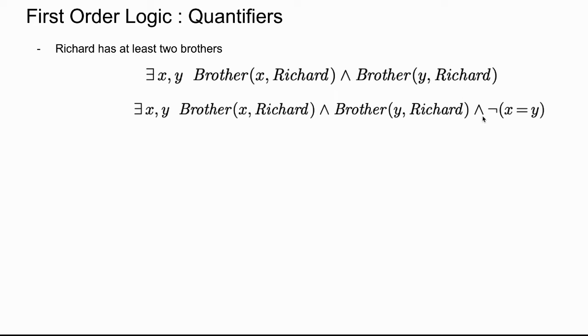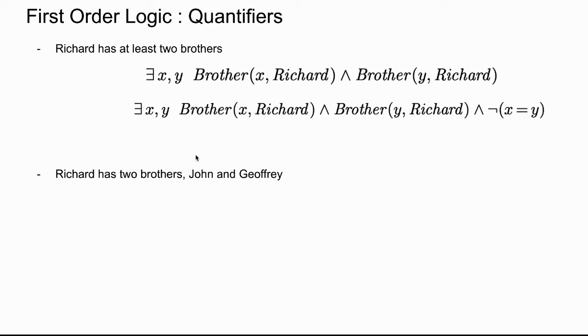So we need to modify that and we need to add an AND of not x equal to y. Okay, so this is true, this is true, and this is also true. If this is also true, what that means is that x is not equal to y. Okay, and this is how you ensure that brother(x, Richard) and brother(y, Richard) are true for a value of x which is different from a value of y, and this is what ensures that Richard has at least two brothers, and these two brothers are actually different from each other.